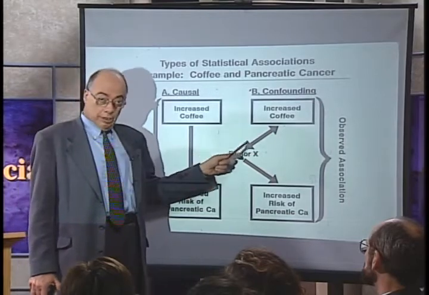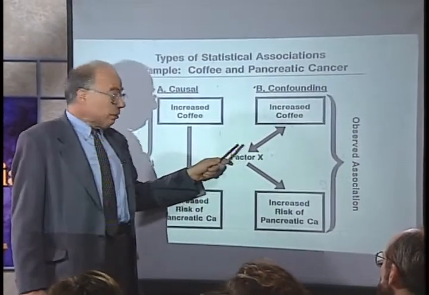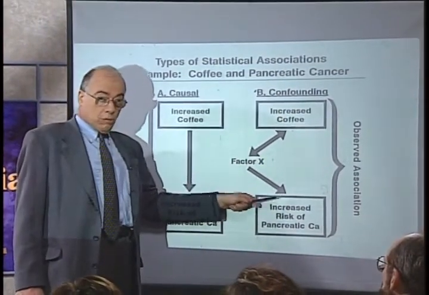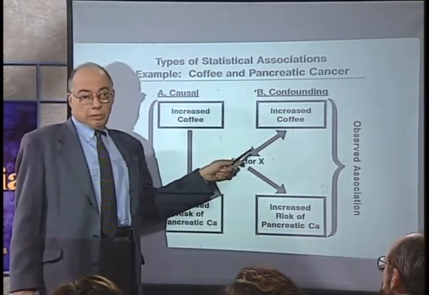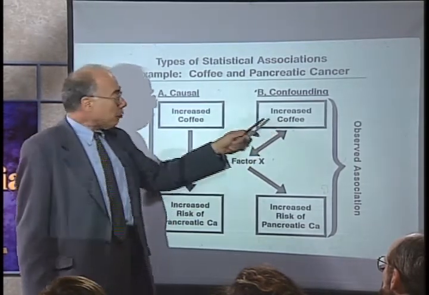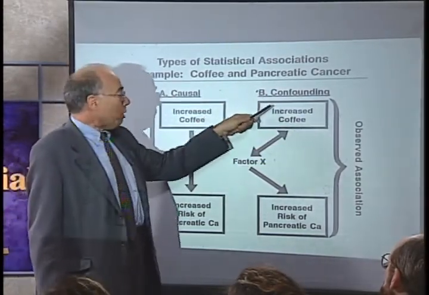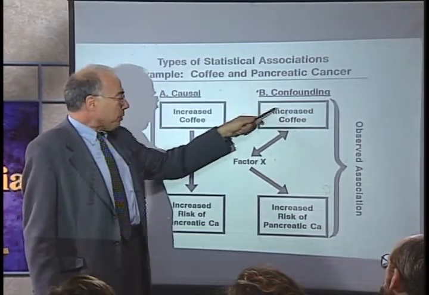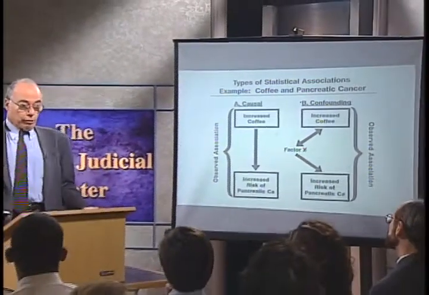What could factor X be? One suggestion was that factor X could be cigarette smoking. Cigarette smoking is known to be a cause of increased risk of cancer of the pancreas. It is also known that you almost never find a cigarette smoker who doesn't drink coffee. There's a close link between cigarette smoking and coffee consumption. So if we observe an increased risk of cancer of the pancreas in people who drink more coffee, it could be not because there's a causal relationship, but because both of them are associated with cigarette smoking. Clearly, the interpretation has major clinical and public health implications, depending which one appears to be correct.